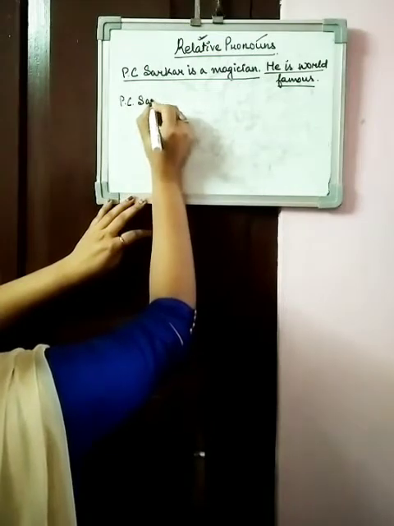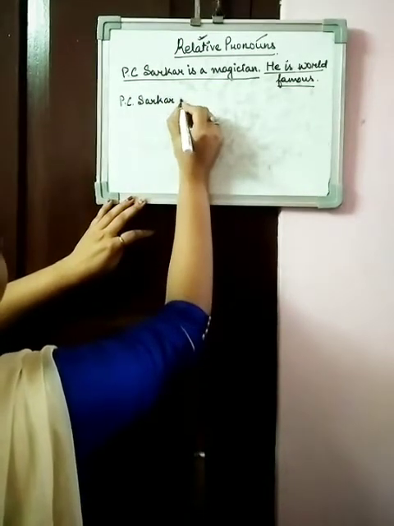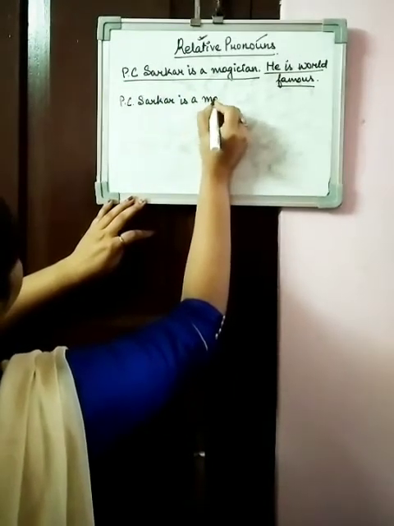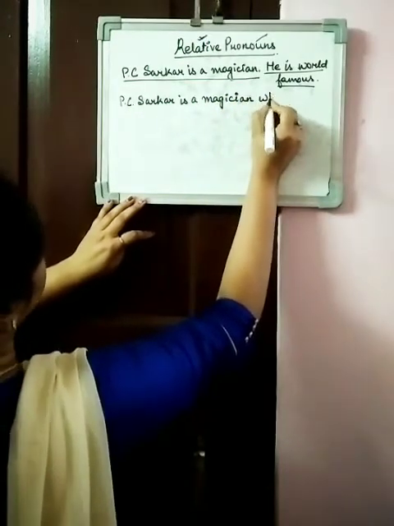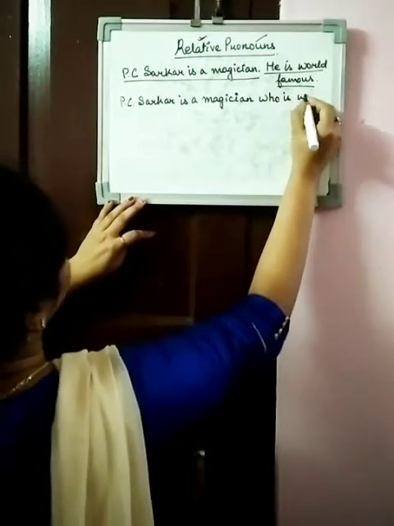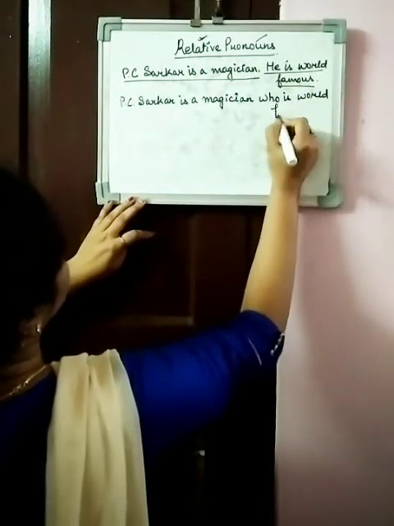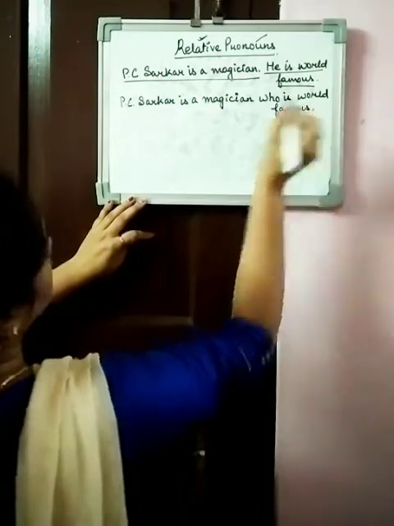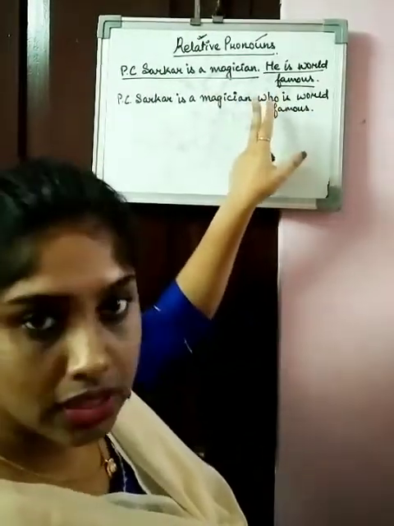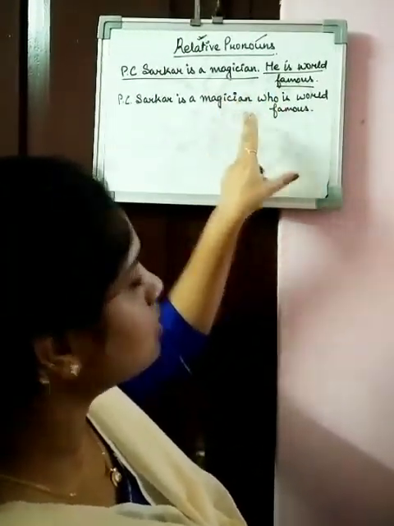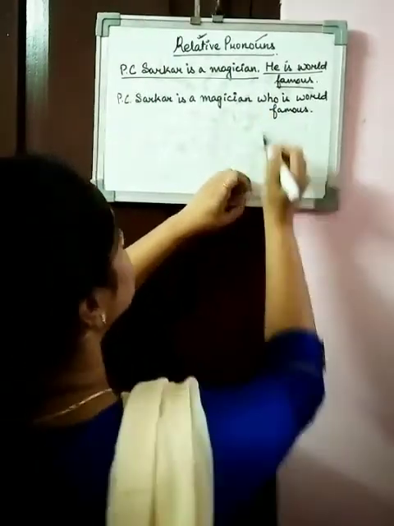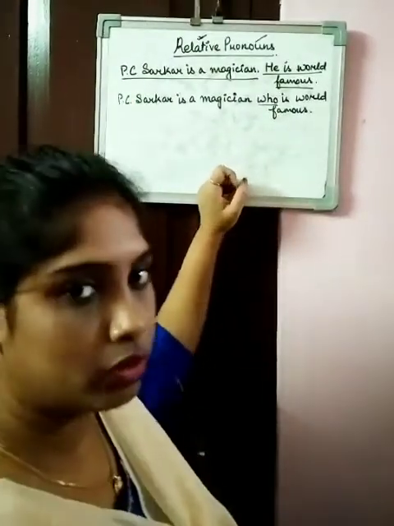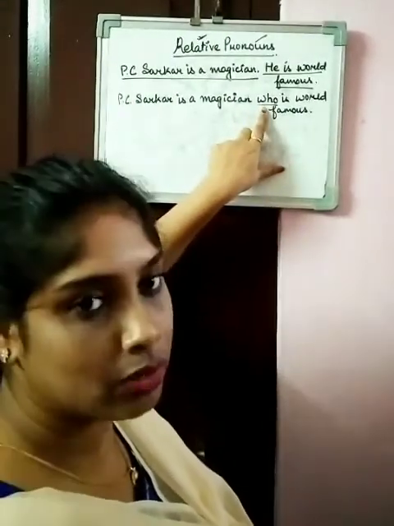P.C. Sarkar is a magician who is world famous. Now you see, there were two sentences. Now those two sentences are formed into one sentence. And how? We have put here who. This who is our relative pronoun.